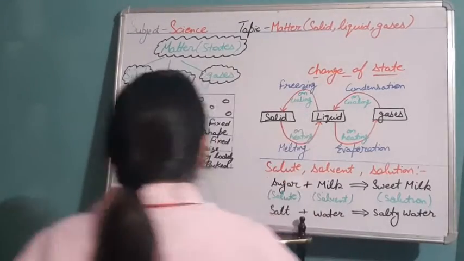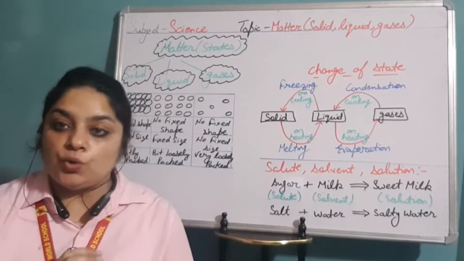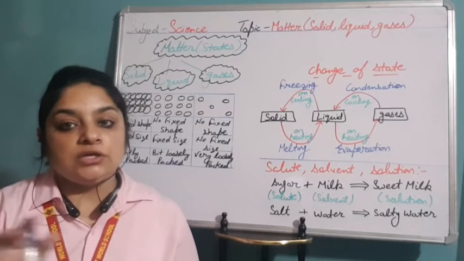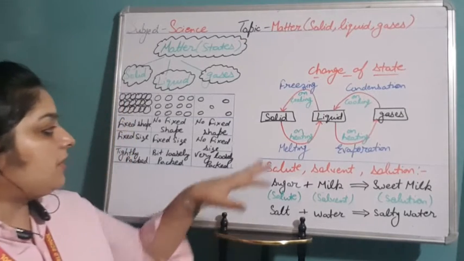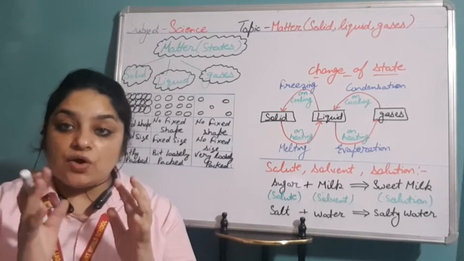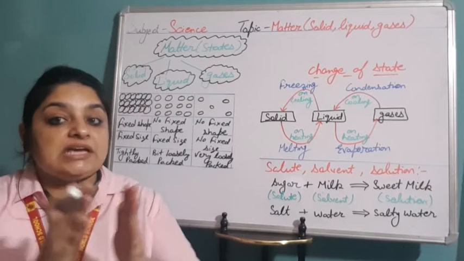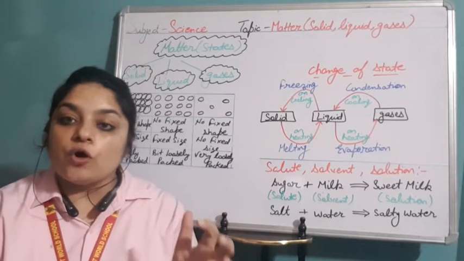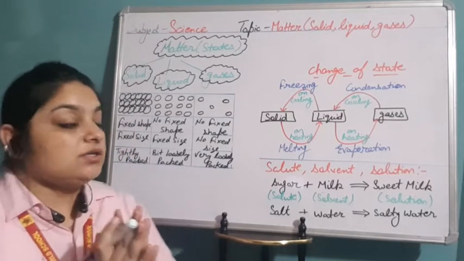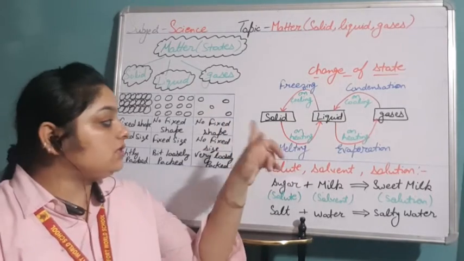Next, all these different states change from one state to another. How do they change? There are two conditions for it: either on heating or on cooling. For example, solids: on heating, the intermolecular space between particles always increases, and on cooling, the space between the particles always decreases. So when we heat a solid, it changes into liquid, and we call this process melting.